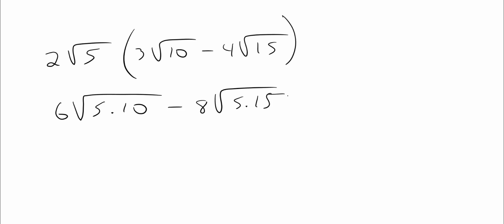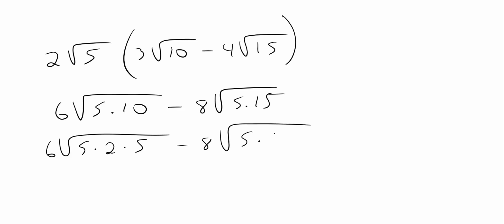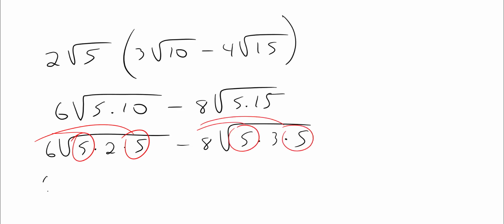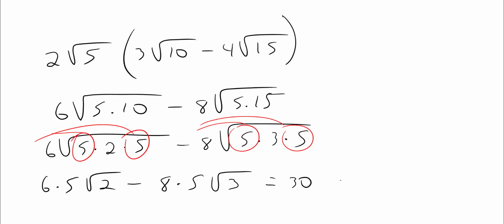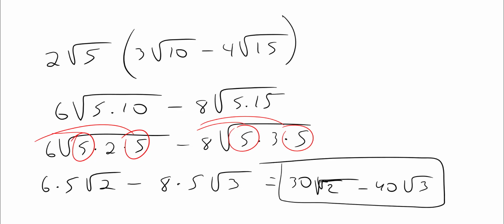Okay, cool. We're almost done. That 5 is good to go. The 10 is 2 times 5. And the 15 is 3 times 5. Okay, so you should recognize you have a pair of 5s that comes out. And here you have a pair of 5s that comes out. So I have 6 times 5 with a root 2 left over, minus 8 times 5 with a root 3 left over. So I get 30 root 2 minus 40 root 3. And that's it. That's your answer. Okay? It's not bad.